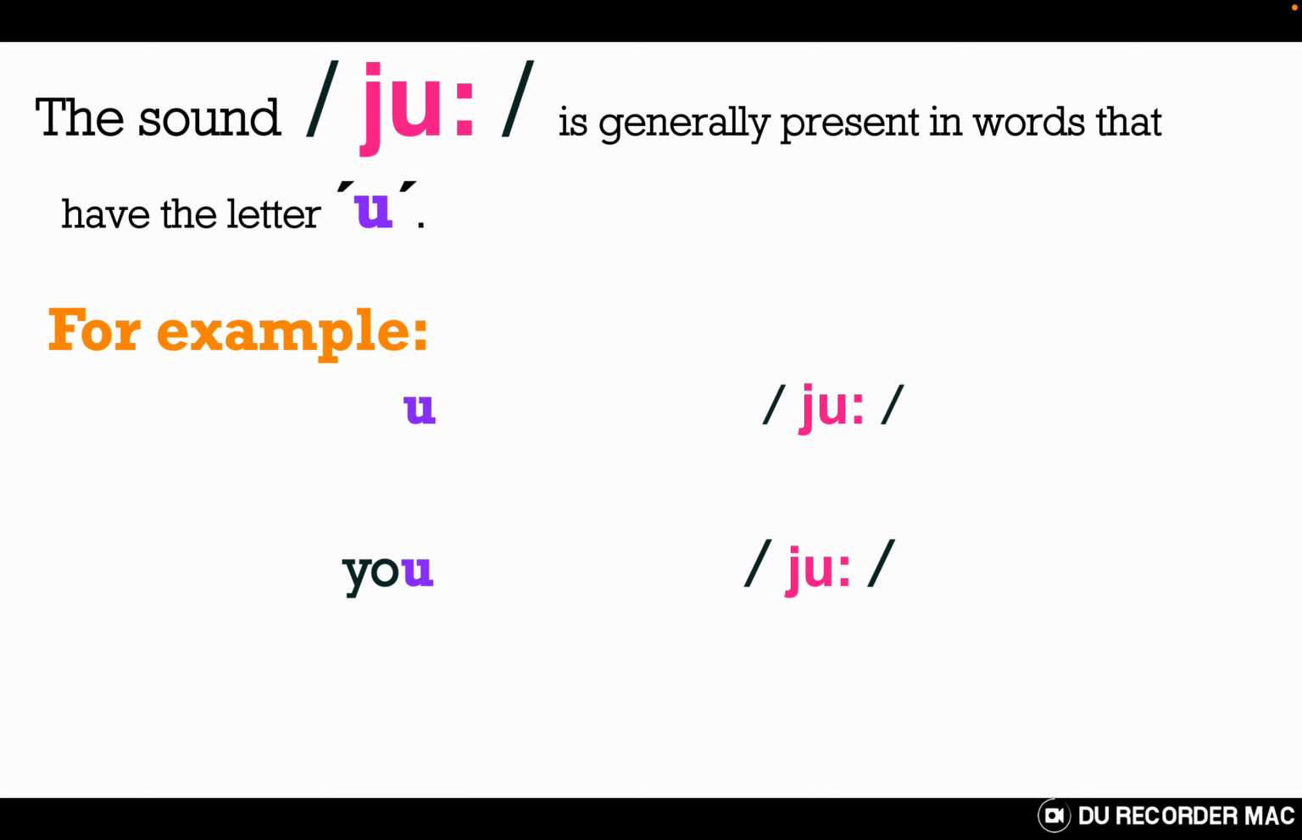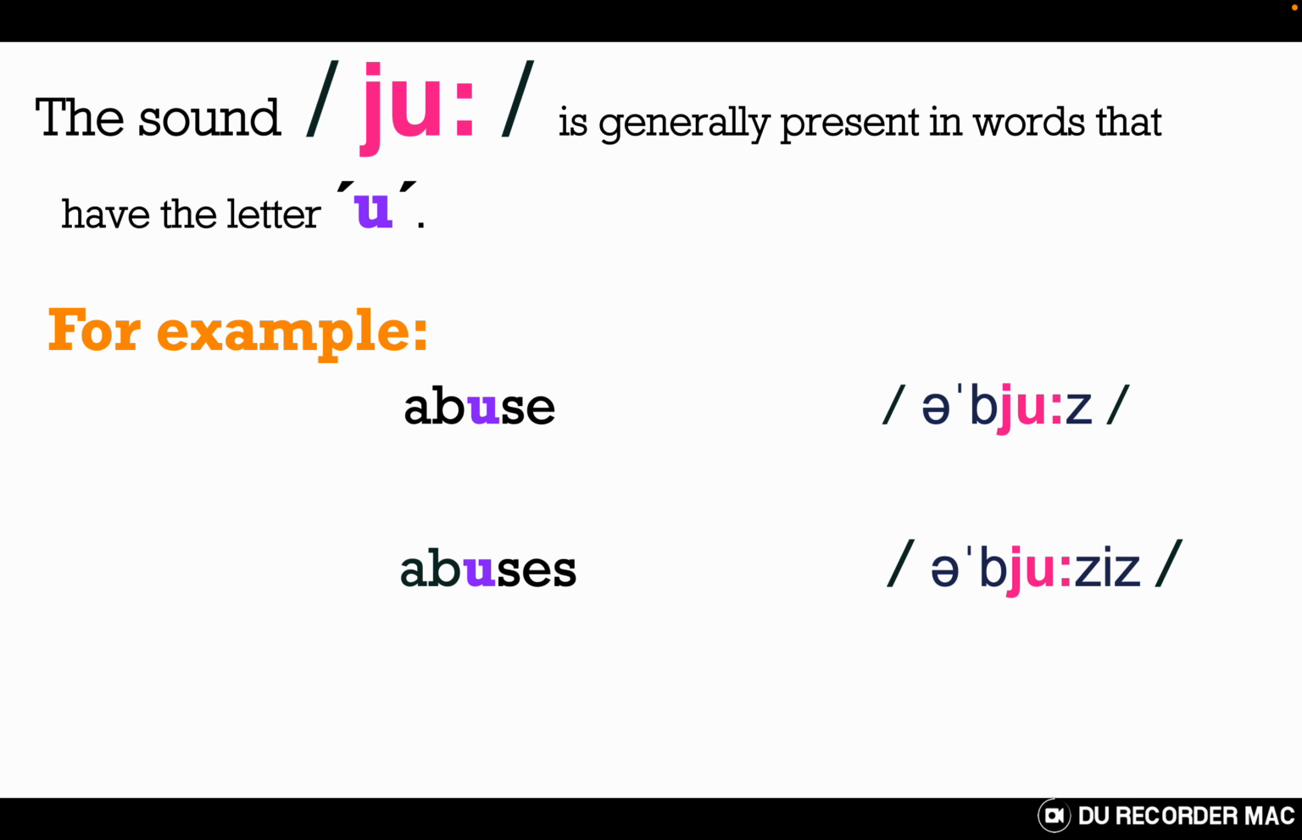Let's repeat after me the first word or the first letter: U. The second word, you. Let's go to the next slide. The first word is pronounced abuse. So we have the U sound. Abuse. The second one, abuses. Let's repeat after me the first sound.